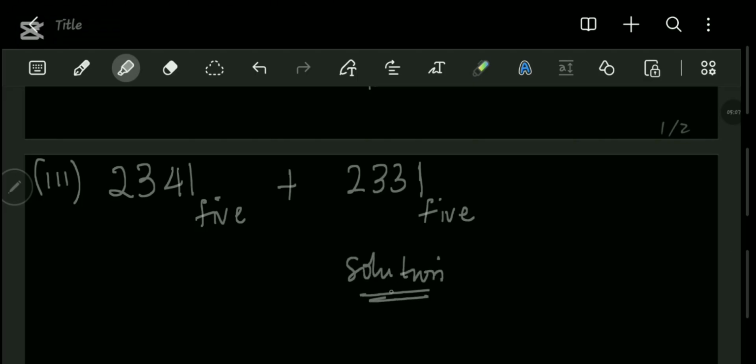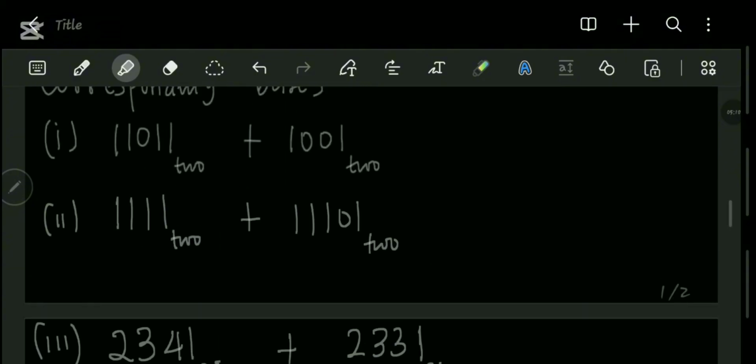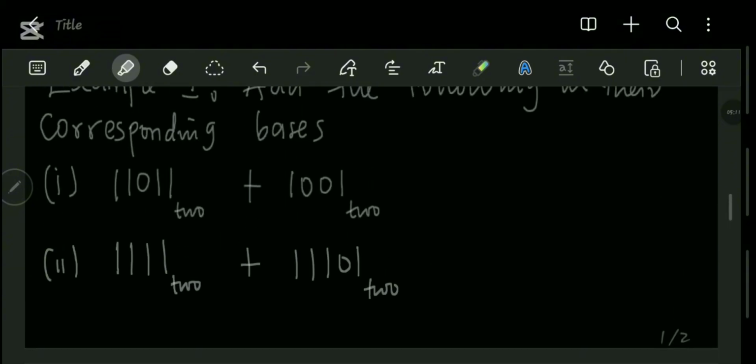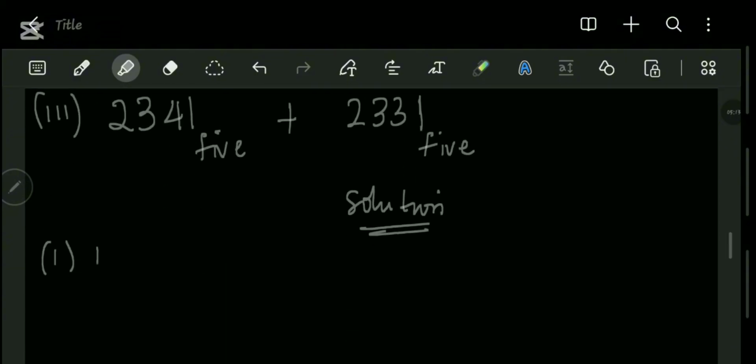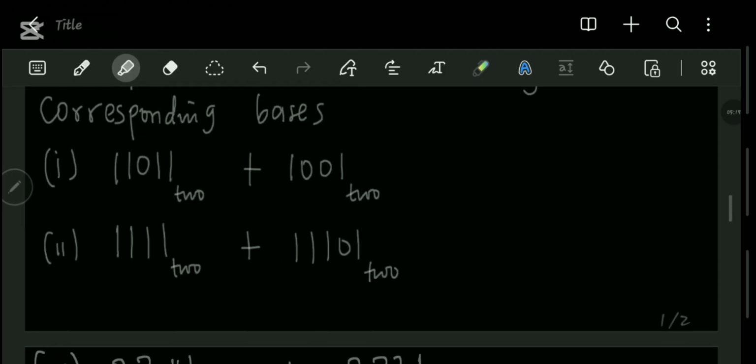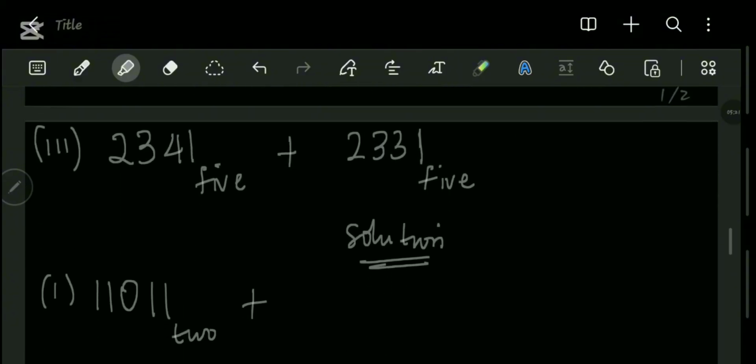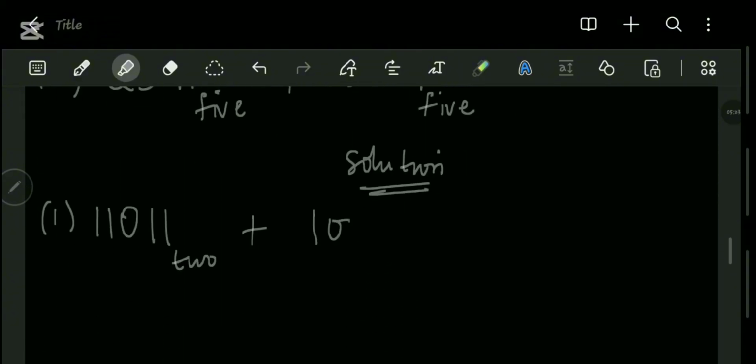For question 1, we are asked to add 11011, this number is in base 2, plus 1001, also in base 2.